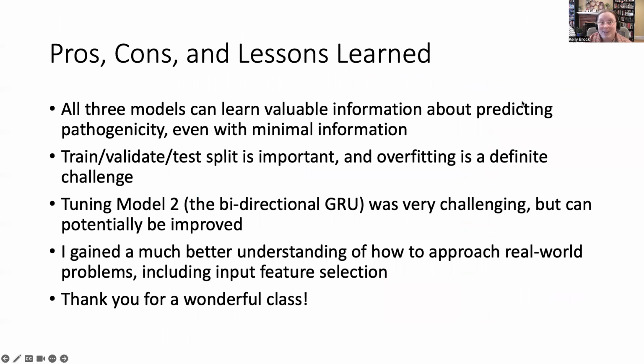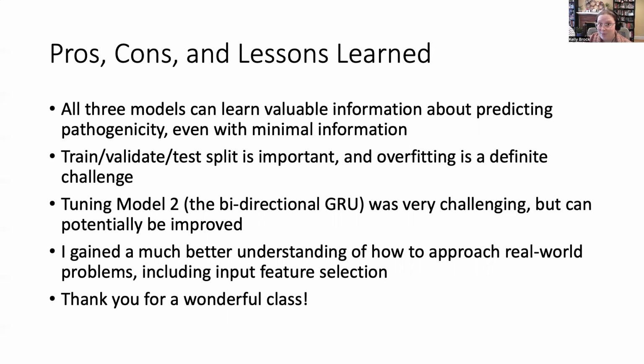All right, if you would like to play around with this notebook, please feel free to do so. The code's available on GitHub. I just wanted to quickly go over some pros and cons. All three models were able to learn something about whether a missense variant was likely to be pathogenic or benign after training on the ClinVar data. Something really important was how I split my train, validate, and test sets. In the write-up, I talk about two different methods for doing this.